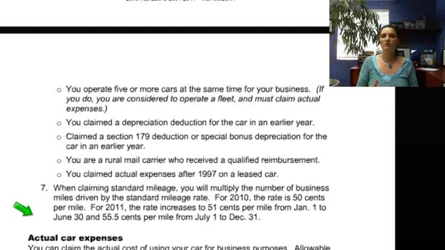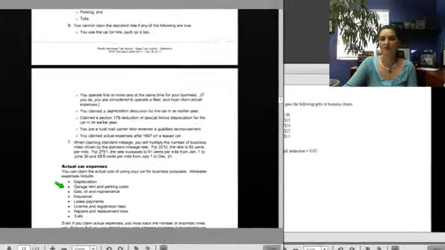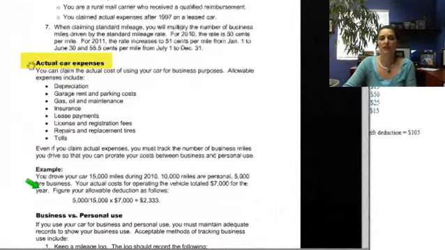It means when our client comes to us with total mileage for the year, we're now going to have to tell them for 2011 how much of the mileage was before July and how much of the mileage was after July, because we're going to have to apply two different rates for the year. So what can you claim if you are using actual car expenses?